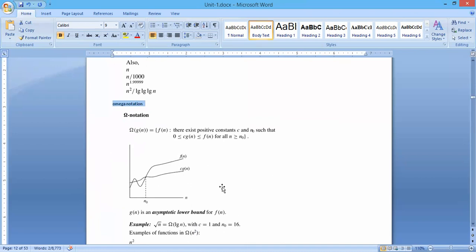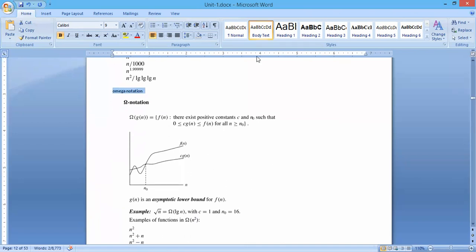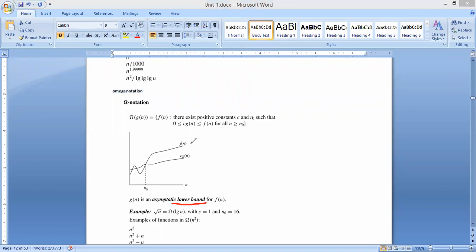Now here what we have is an example of a lower bound, when f(n) is on the higher side and c·g(n) is lower. This is the example which I'm going to share with you.